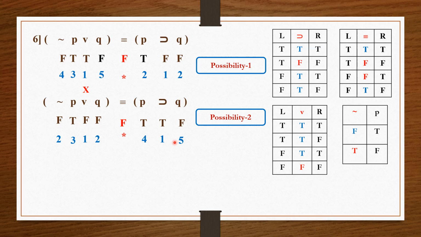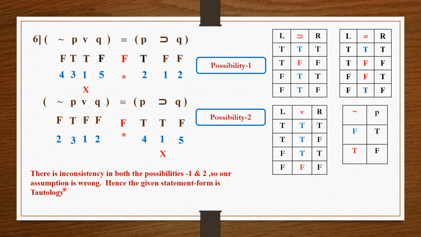Now we'll check the rule used is correct. If the left is true and the right is false, the antecedent is true and the consequent is false, then implication is false. But here it is given is true. So there is inconsistency. It has violated the rule of implication. Since we have inconsistency in both the possibilities, the given statement form is a tautology, since our assumption is wrong in both the cases. Whole expression will be tautology.